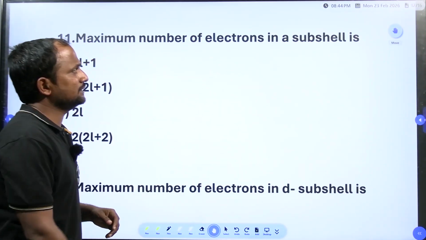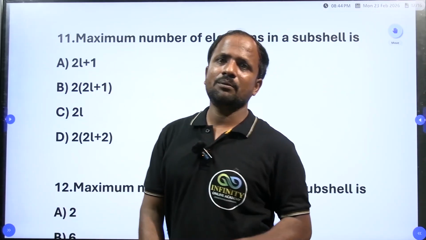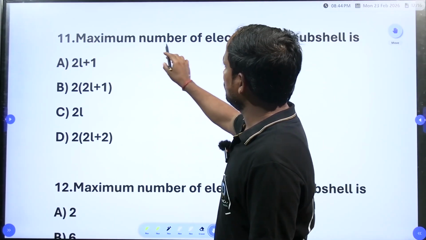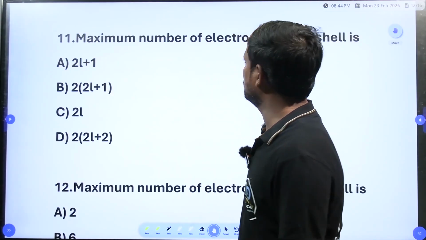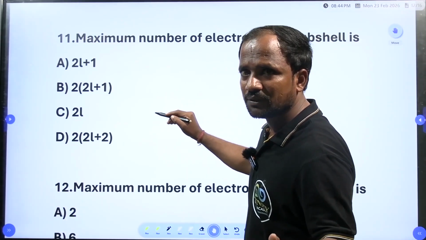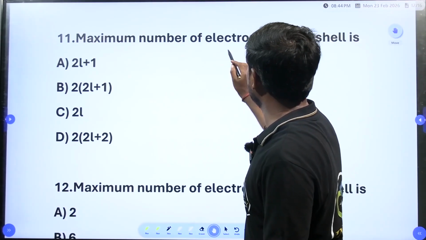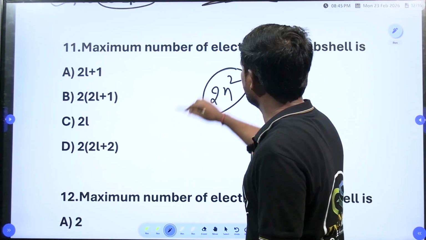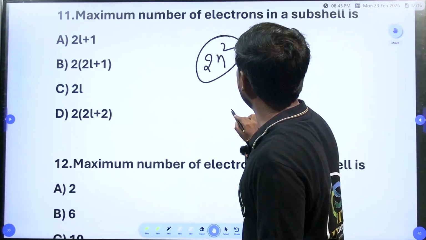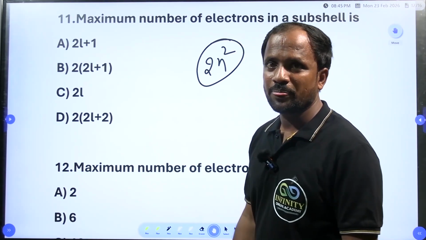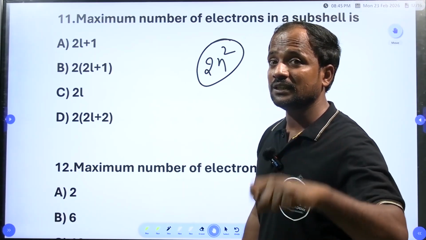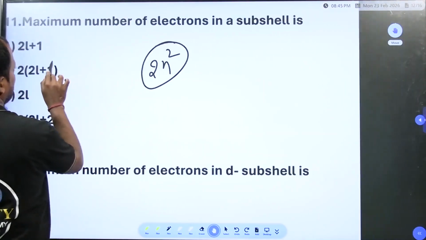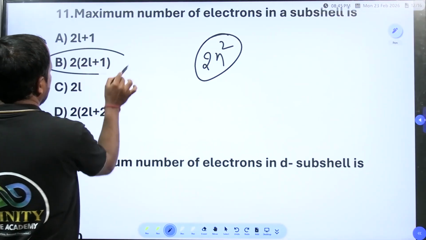Maximum number of electrons in the subshells. We know the formula for electrons in an orbit: 2n square. But here, what is being asked? The number of electrons in the subshells. So the formula we are going to use is 2 into (2l plus 1). 2 into (2l plus 1) is the formula.